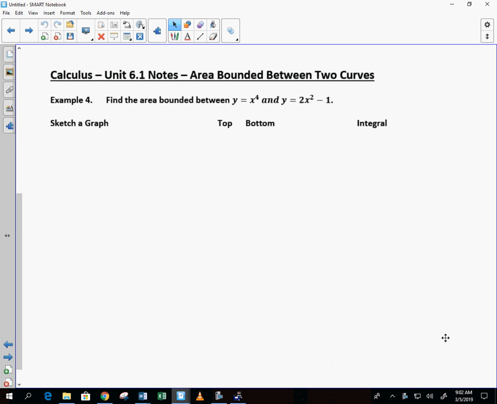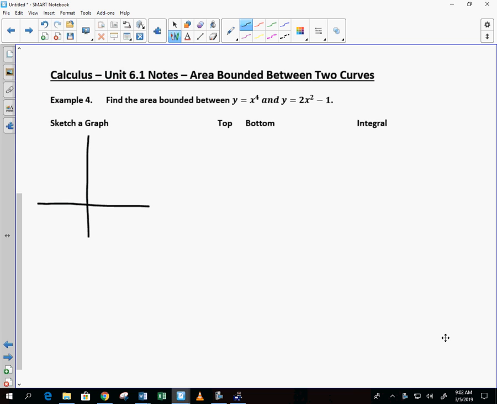We pick up with example 4. Yesterday we found the area bounded between two curves. Today we look at y equals x to the fourth and y equals 2x squared minus 1. The first requirement is that you are going to be able to visualize these graphs. What does x to the fourth look like?